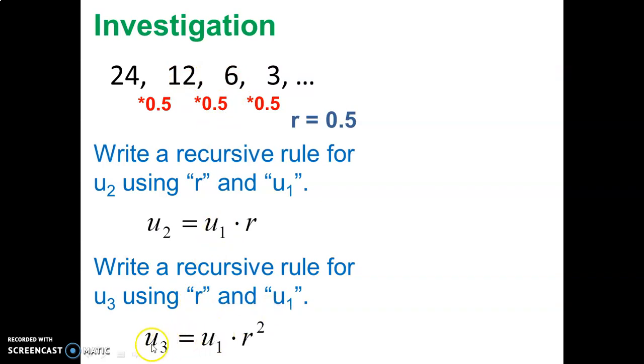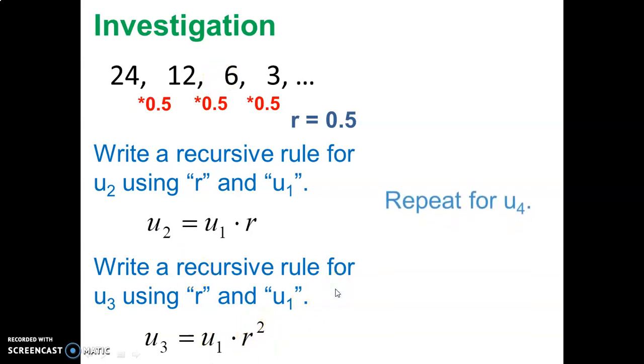Well, here's that rule. To get u3, we can begin at u1 and multiply by r squared. And r squared just means multiply by r and multiply by r again. So that makes sense. Let's take a look. To get to the third term, we can begin at u1. So we begin at the first term, we multiply by r once, we multiply by r again. So we multiply by r twice. So to go from the first to the third, we have multiplied by r twice.